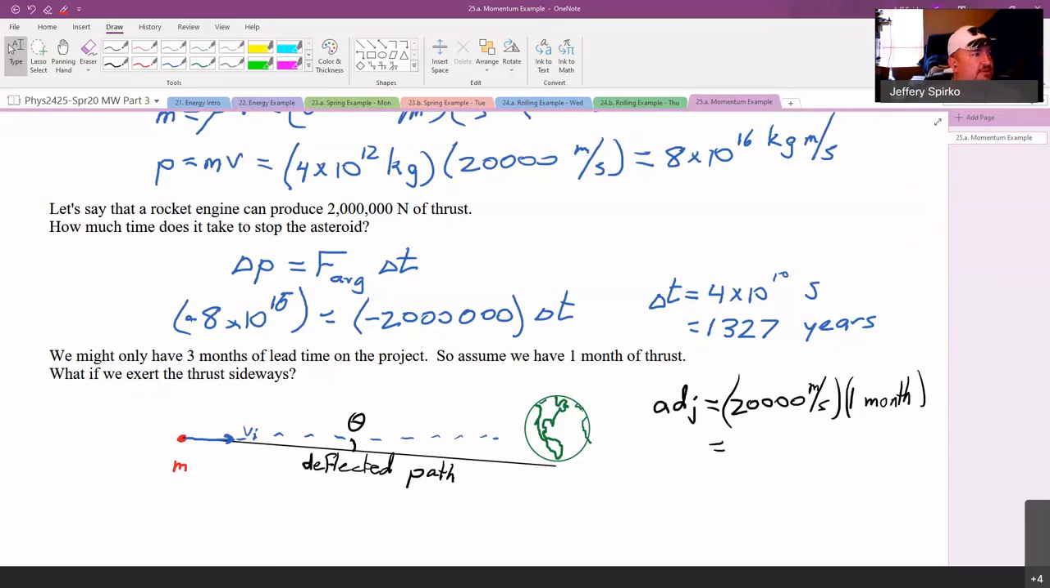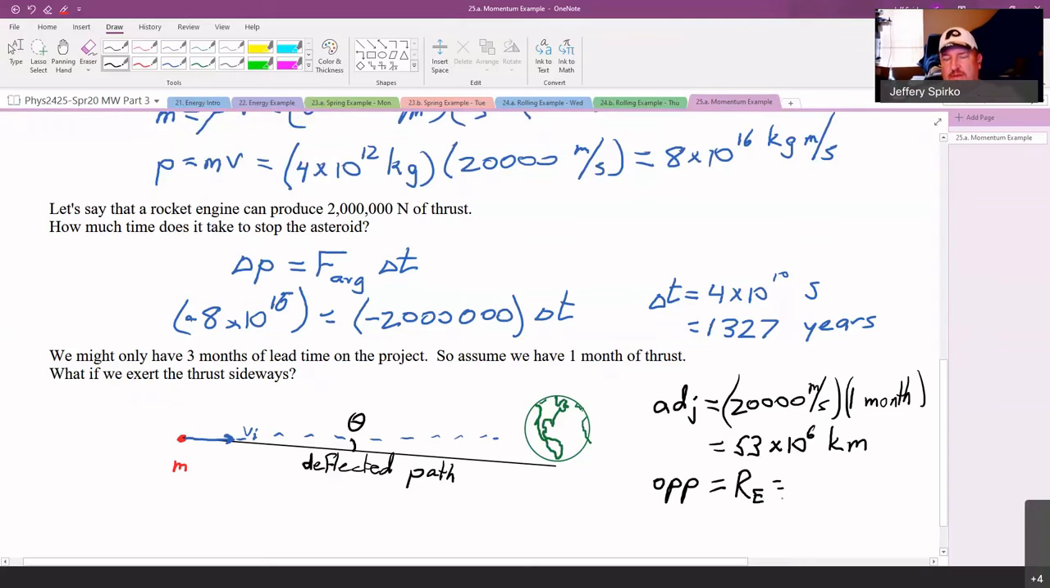Google does the unit conversions for me, and I get 53 million kilometers, which is 53 times 10 to the 6 kilometers. So that's the adjacent side to my theta. The opposite side to my theta is our Earth. That's not some chemistry ideal gas constant or something like that. That is the radius of Earth.